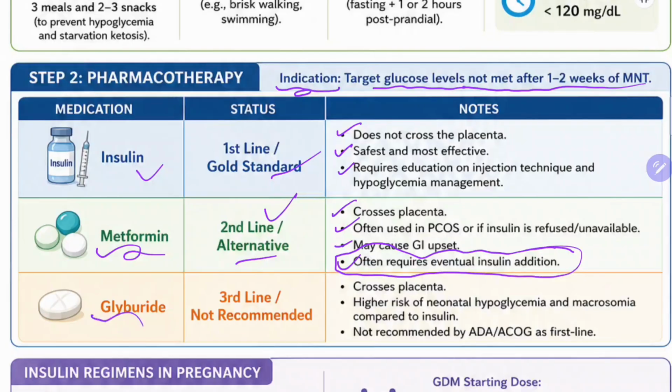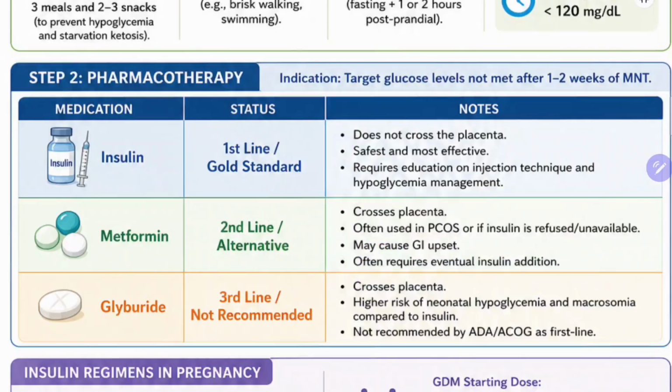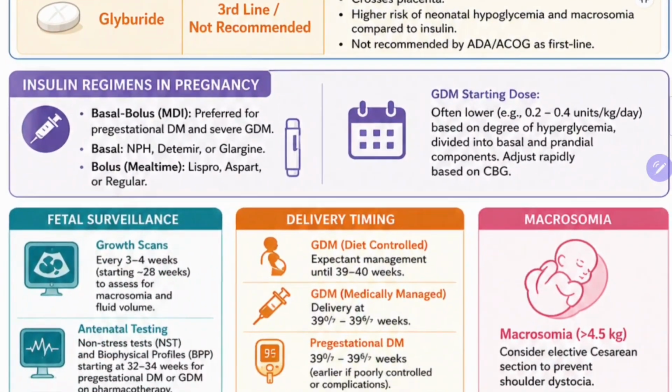Okay. Glyburide or glibenclamide, one more name. Glibenclamide is not recommended in pregnancy because it crosses the placenta. There is a high risk of neonatal hypoglycemia and macrosomia compared to insulin. Not recommended by ADA or ACOG as first line. Okay. So insulin, metformin; glibenclamide is not used now.